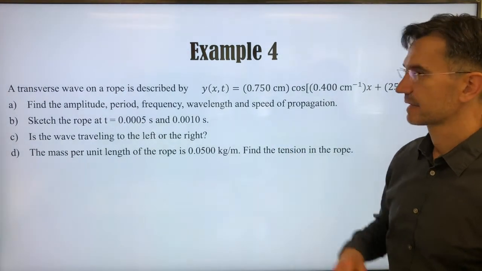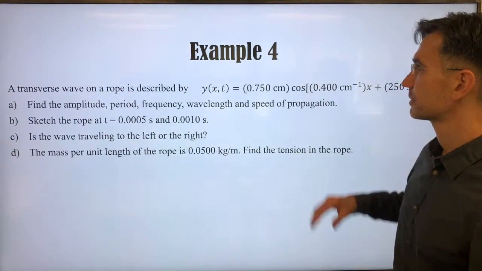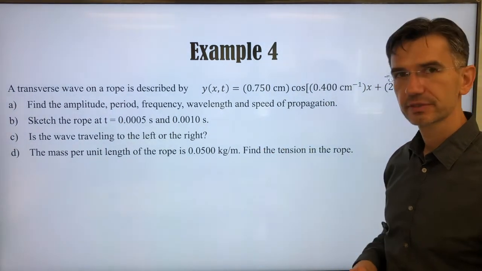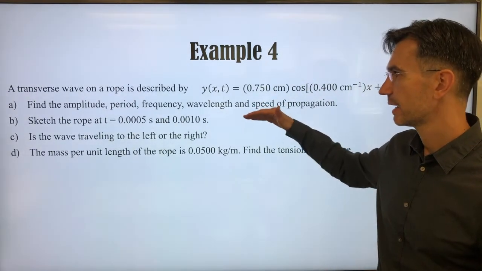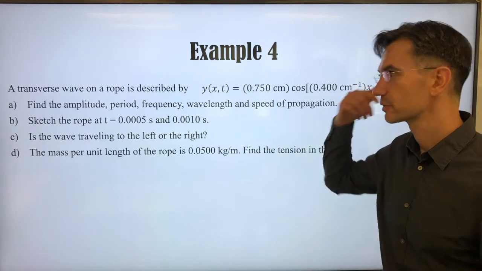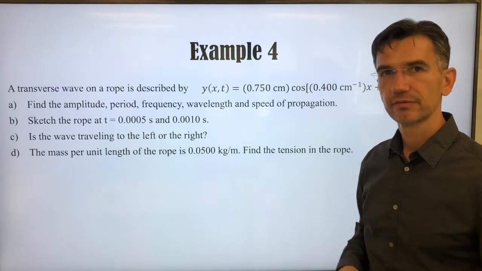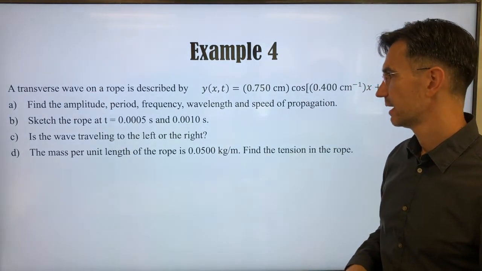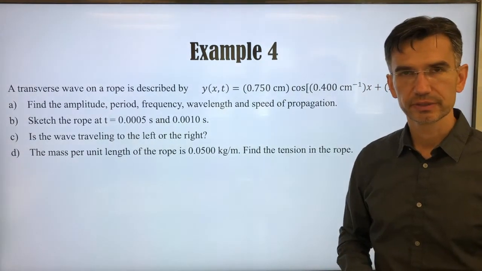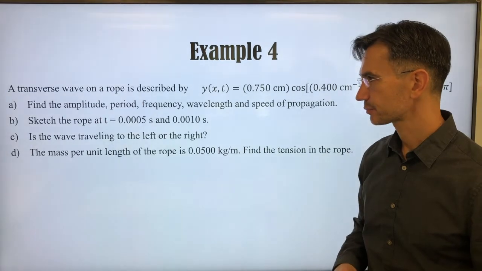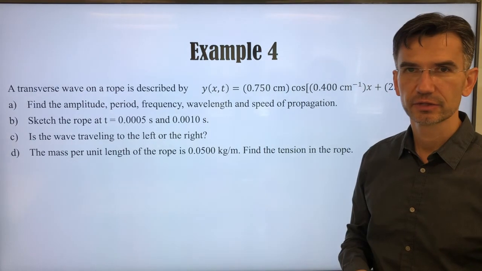And here's a final example, which asks you to investigate a transverse wave in some detail given some numbers. Find amplitude, period, frequency, wavelength, and so forth. It can all be figured out from the numbers. Apply all the concepts that you have learned so far to do a sketch of the rope at 2 different times. Figure out if the wave is traveling left or right. And then, given the mass per unit length, find out what the tension in the rope is. This example has been left unexplored, but should you have questions, you're certainly welcome to ask them during office hours.